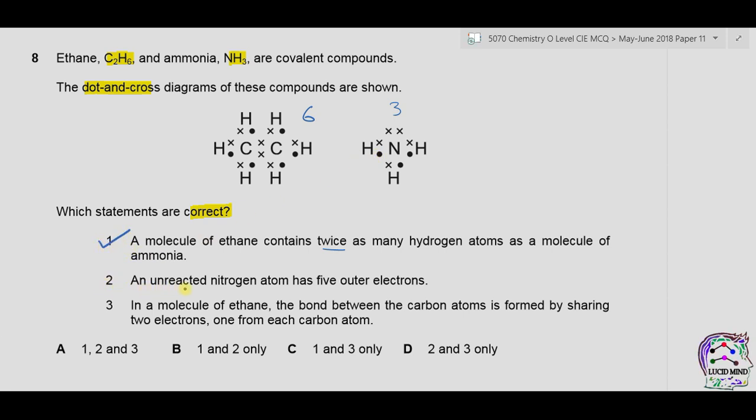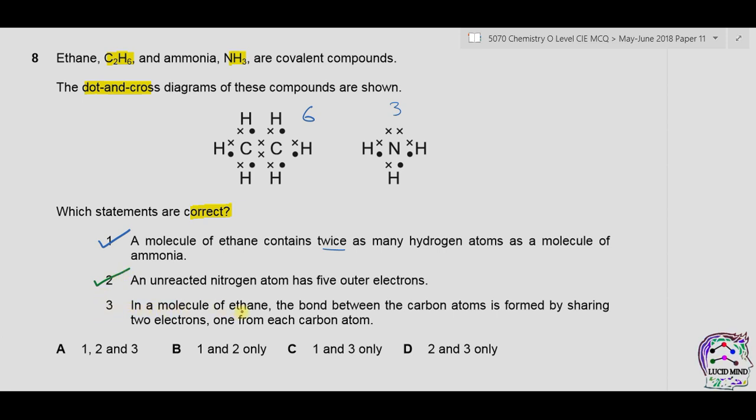Option 2. An unreacted nitrogen atom has 5 outer electrons. Now nitrogen belongs to group 5 of the periodic table, and in group 5 the elements have 5 valence shell electrons. In the diagram we can see that X represents the electrons of nitrogen, as there are 5 X, so it means 5 electrons are present. Statement 2 is also correct.